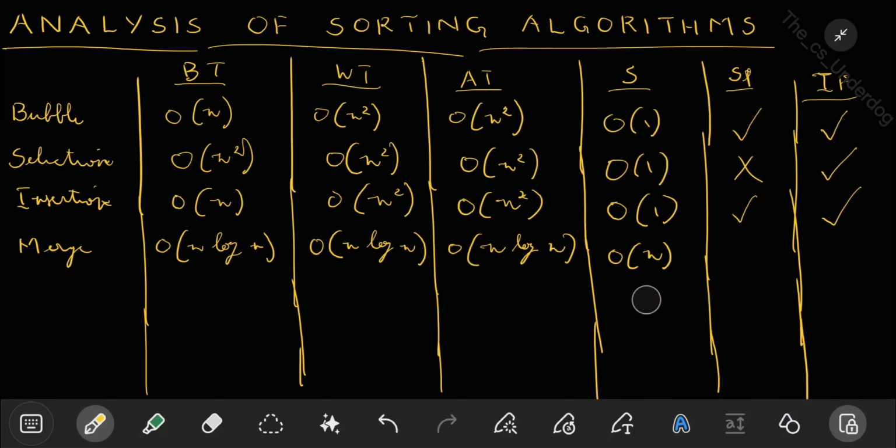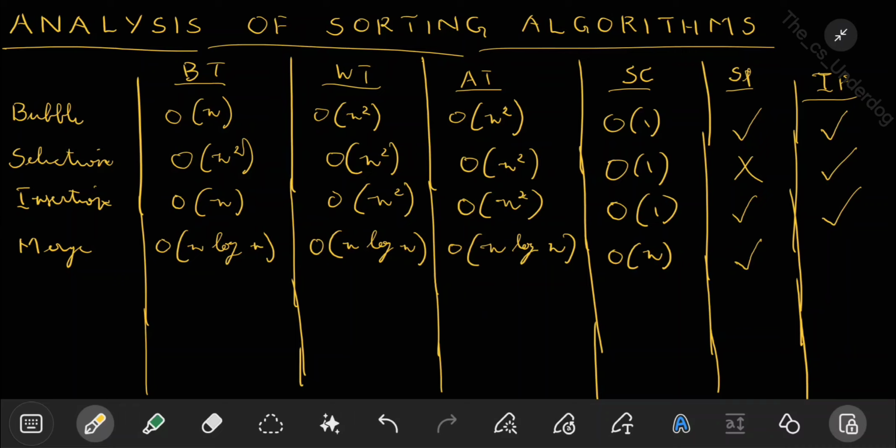So that is why it took order of n extra space. So this is space complexity. What about stability? Coming to merge sort, it is a stable algorithm because you will maintain the order if you have two elements of same value.